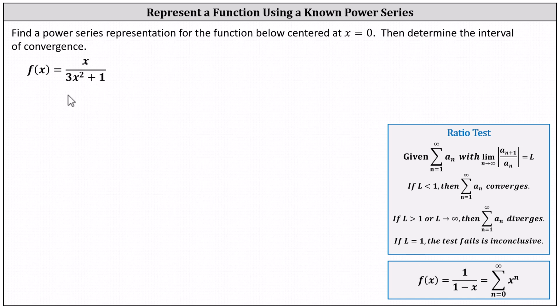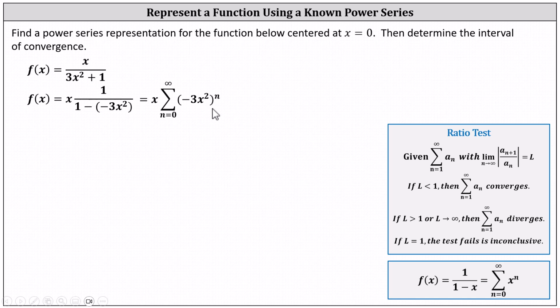Let's write the given function as x times 1 divided by the quantity 1 minus negative 3x squared. And now we can write a power series for 1 divided by the quantity 1 minus negative 3x squared by replacing x in the geometric power series with negative 3x squared. But we still have a factor of x outside the power series, which gives us x times the sum from n equals 0 to infinity of the nth power of negative 3x squared.